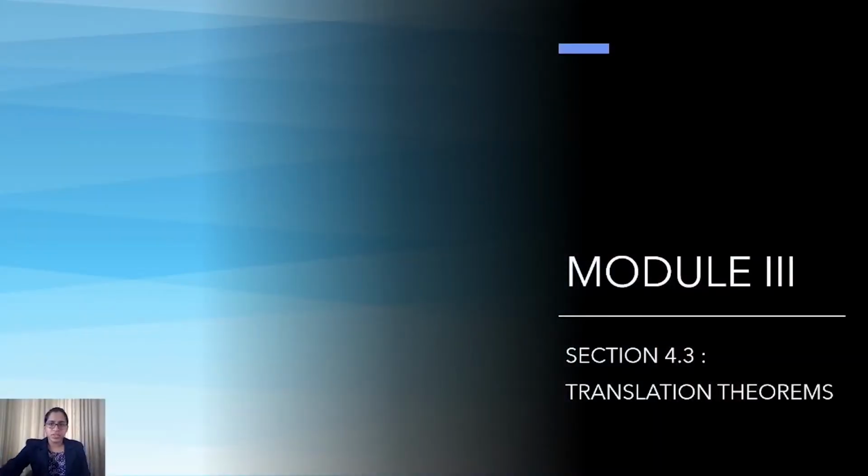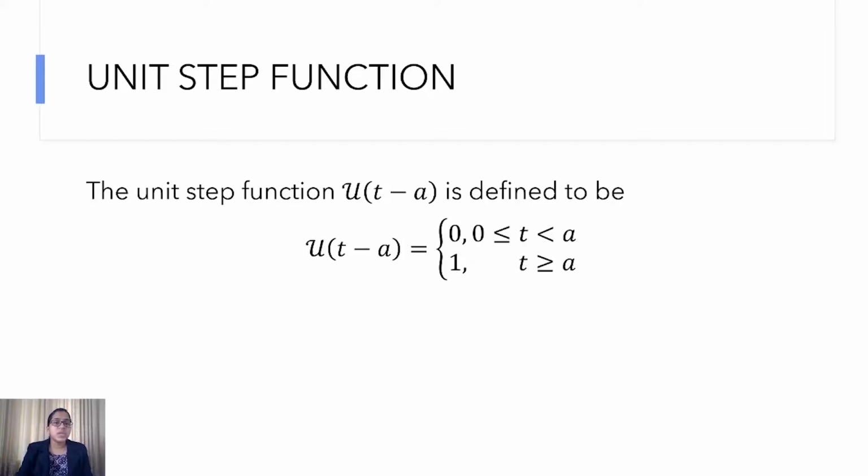We are going to continue with our section 4.3 of the third module based on translation theorems. In the previous lecture, we studied the first translation theorem, and we also did various problems related to that. Now in this lecture, we shall be discussing the second translation theorem. Before moving on to it, it will be very useful for us to learn what is meant by a unit step function.